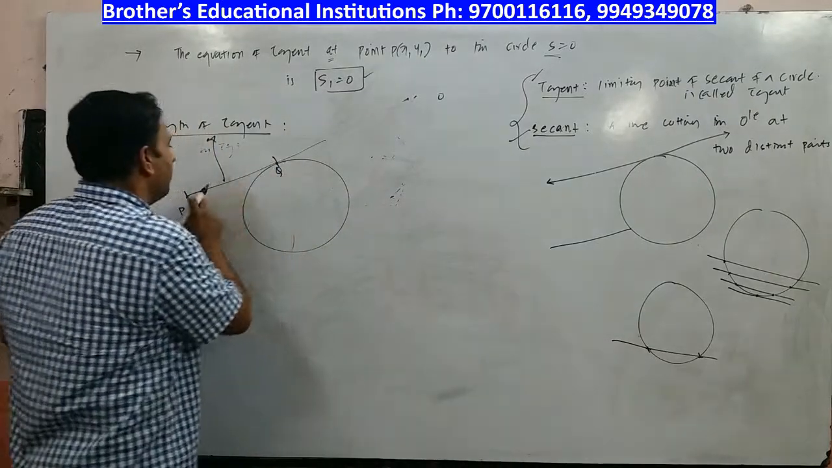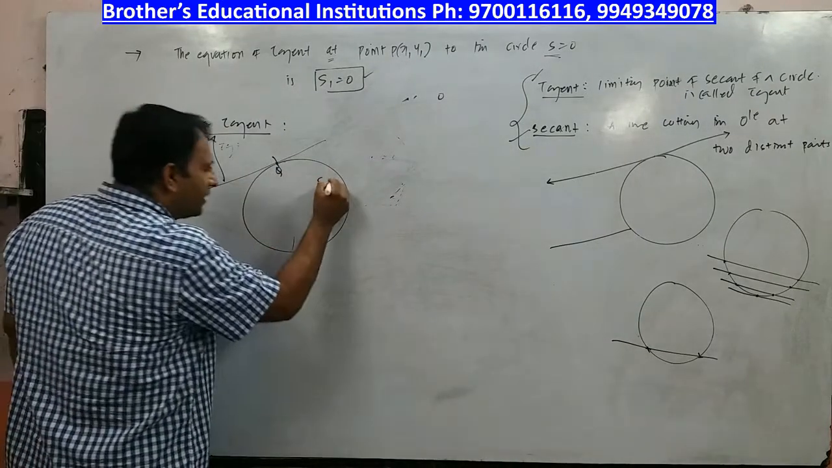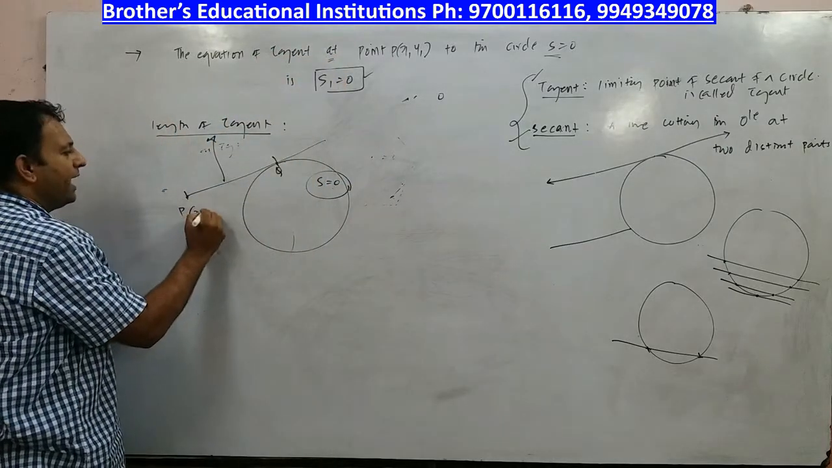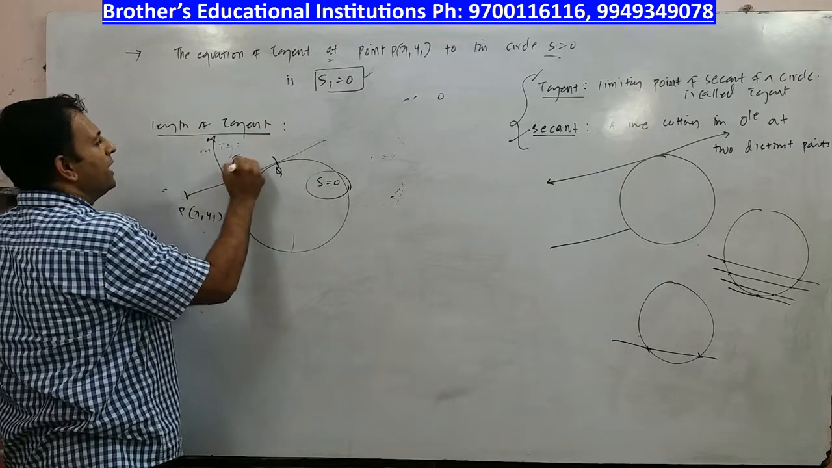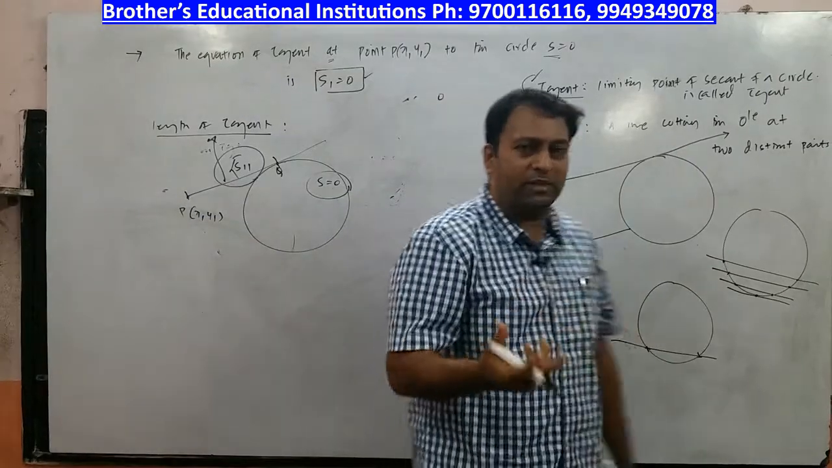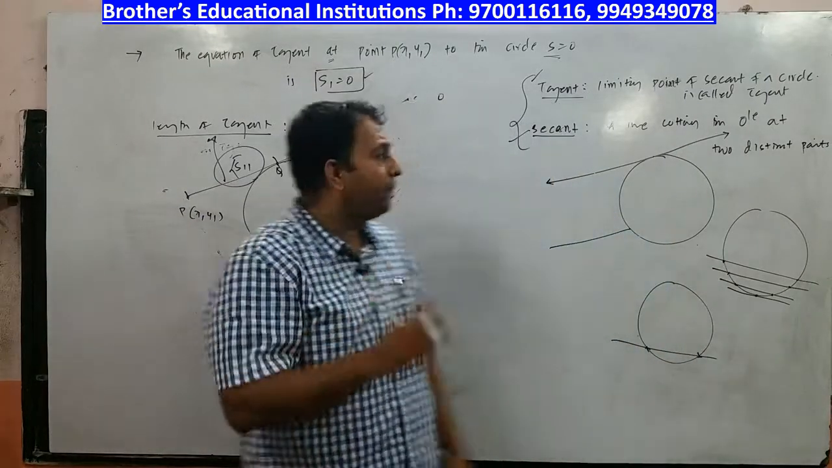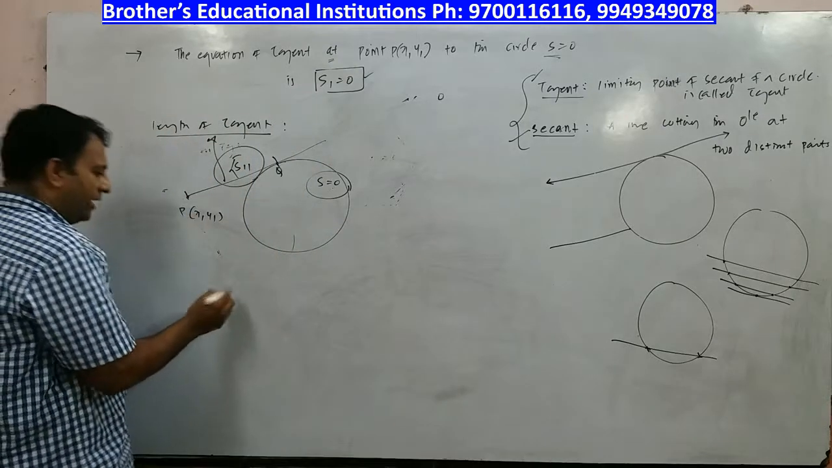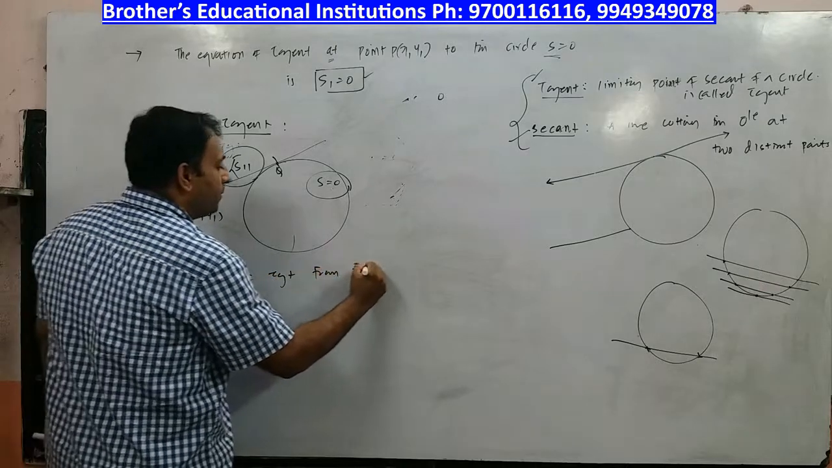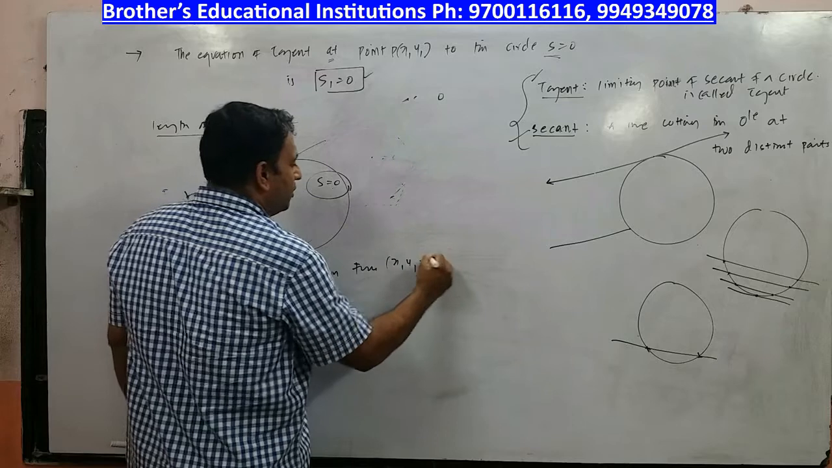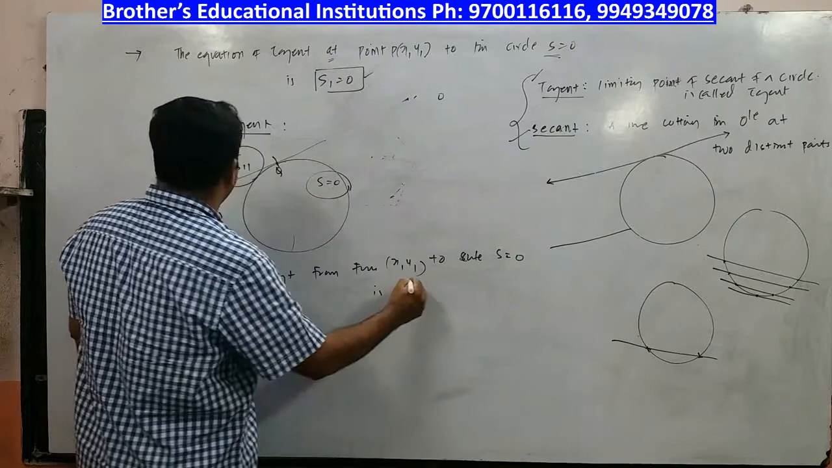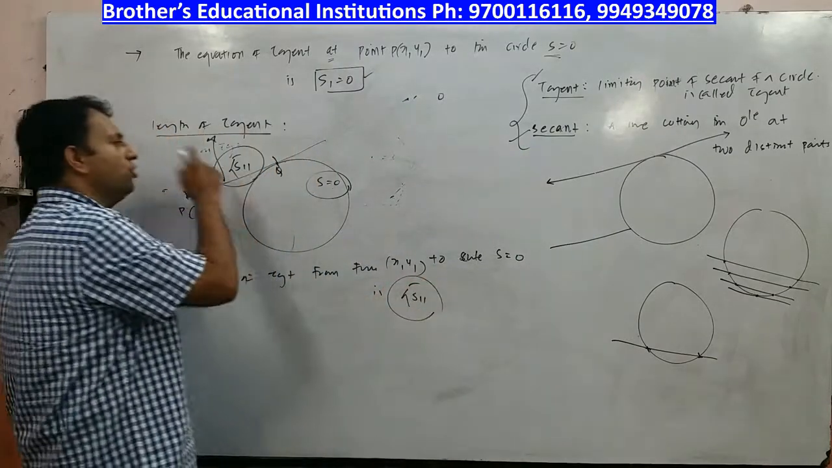This is called length of tangent, and that length of tangent for the circle S = 0 from a point, not at a point, from a point x1, y1 is under root S11. That is called length of tangent. So the formula: the length of tangent from point x1, y1 to circle S = 0 is under root S11. I am sure you will remember this, right?